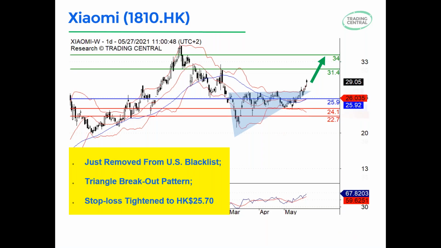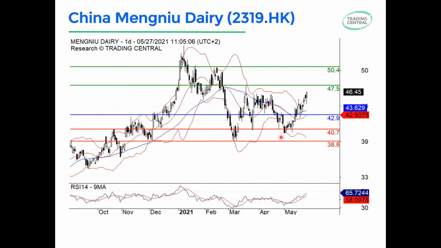Okay, and the next one, China Mengniu Dairy. It provides milk products, dairy products in China, Hong Kong. And the pattern is very interesting. I want to show you, have a look. On the RSI, we have a breakout of a declining trend line, okay, here. And then we have another breakout on the stock price here. So we are very bullish on this stock, okay?